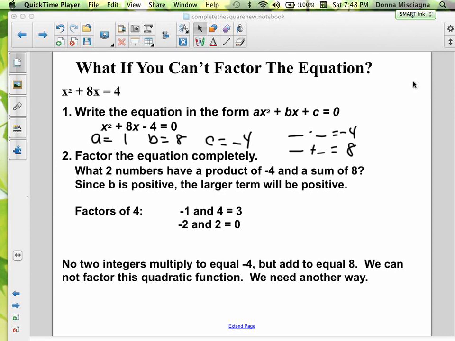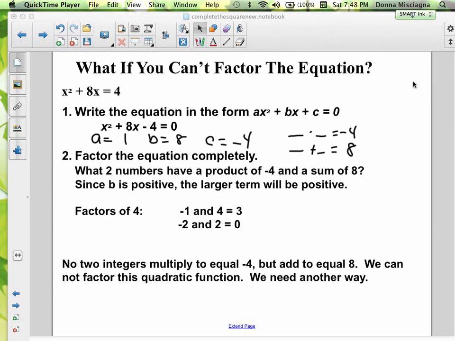All right, so here we want to write the equation in the form ax squared plus bx plus c equals 0. So we do have to get this in standard form by subtracting 4 from both sides. So now we have x squared plus 8x minus 4 equals 0. All right, and a is 1, b is 8, and c is negative 4. So 1 times negative 4 is negative 4. We need two numbers that multiply to negative 4 but add to our b term of 8.